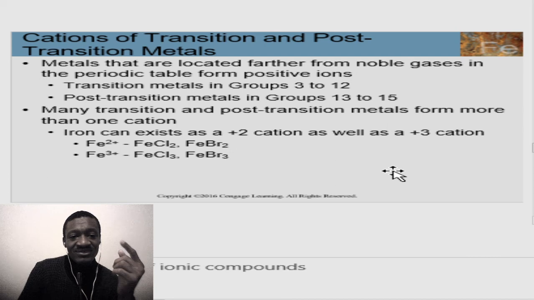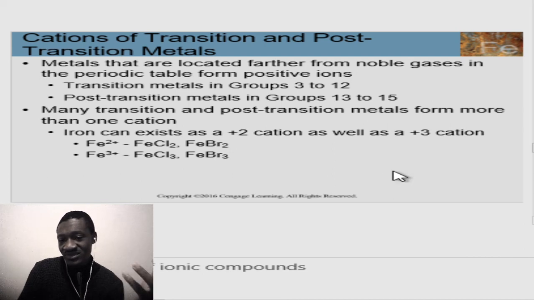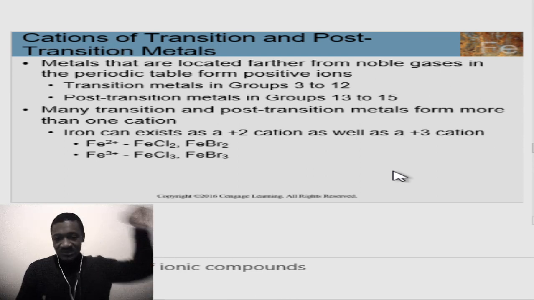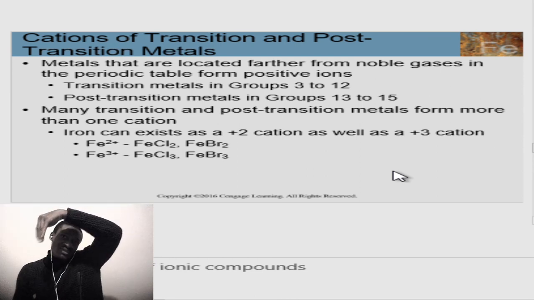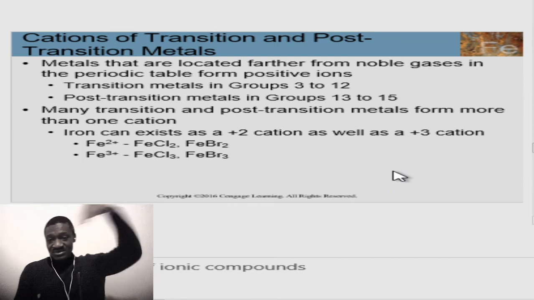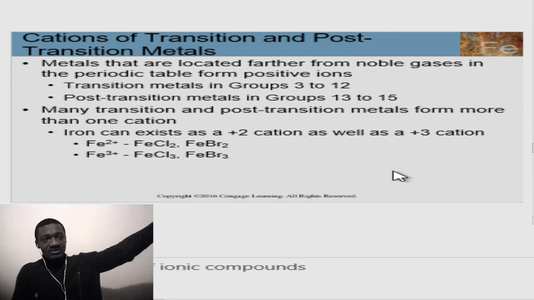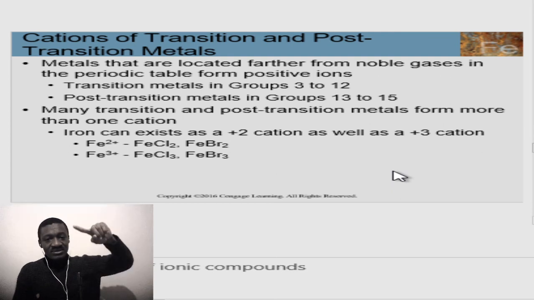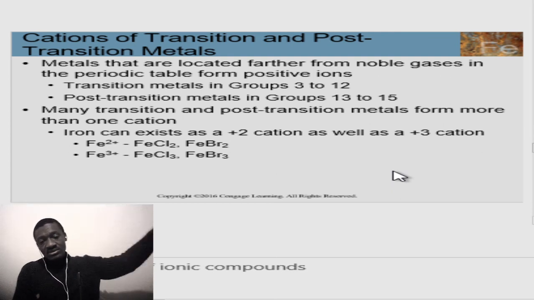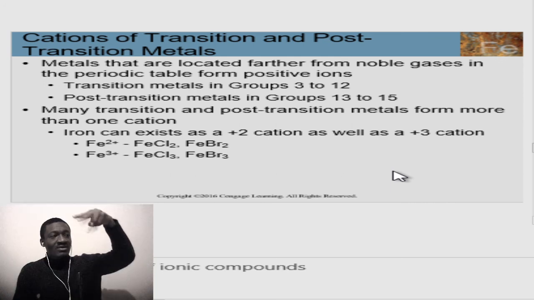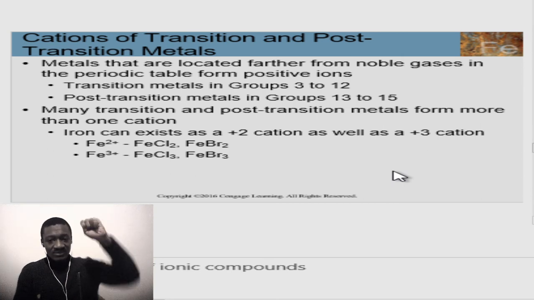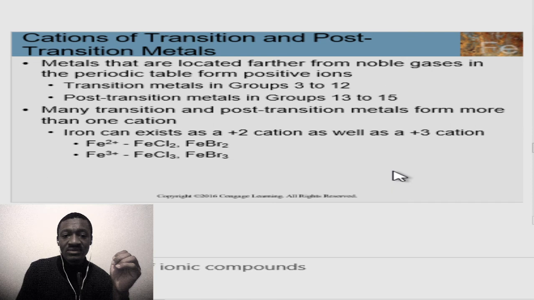So you have cations of transition and post-transition metals. Remember, your transition metals are, using our periodic table in this case, from 3 to 12. Sorry, not 13, 3 to 12. So it's 3, 4, 5, 6, 7, 8, 9, 10, 11, 12. That's 10 transition points. And then you have the post-transition, which is your 13, 14, 15.